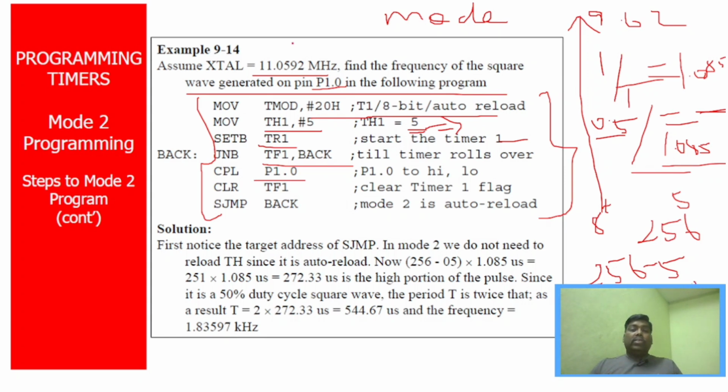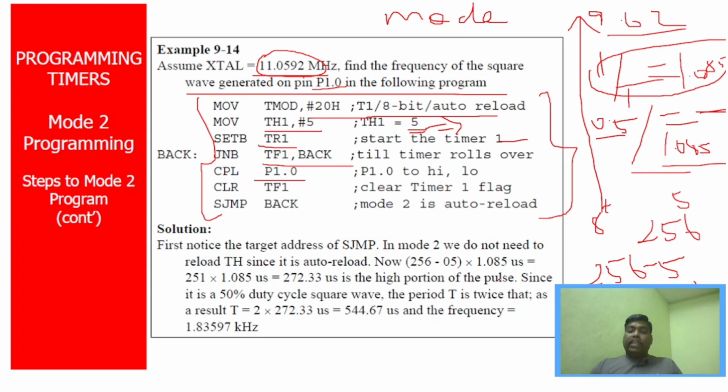And we know that we are using 11.0592, and you know the time period for one clock is 1.085. How will you obtain that? We divide this value by 12, so that you obtain 9.62, and then we divide 1 by that, so you obtain the time period, correct? So for one particular positive cycle, if we say it is 0.5, then we do 0.5 divided by 1.085. So now you can see here, it is 251.